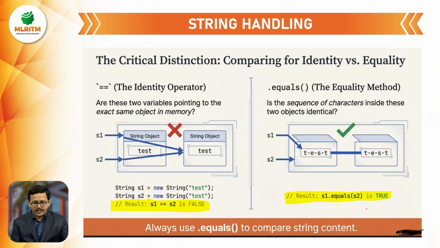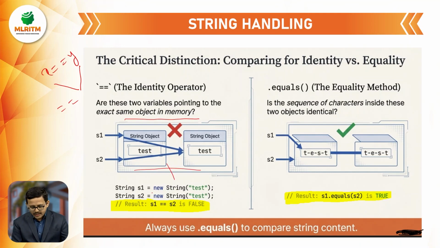The identity operator is the double equals operator. If we say x == y, what do we mean by that? We are saying that the reference held by x is the same as the reference held by y, that is, they point to the same thing at the same address location. So are those two variables pointing to the exact same object in memory? That is not possible here because every string is a new object. Every string is a unique object. That is why s1 == s2 is false.